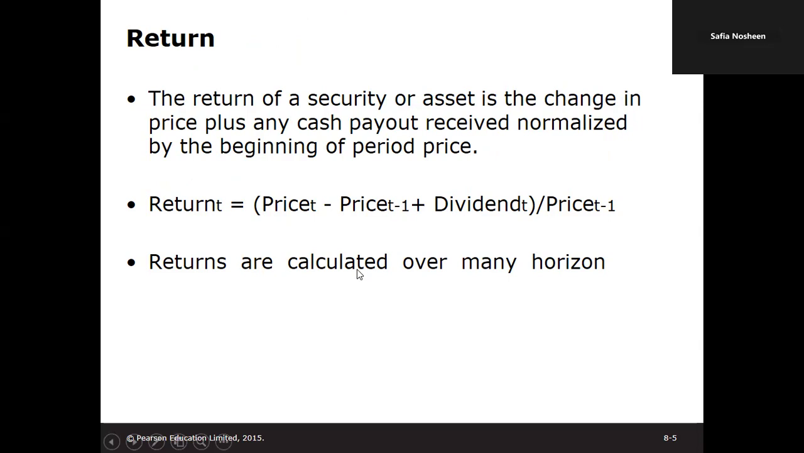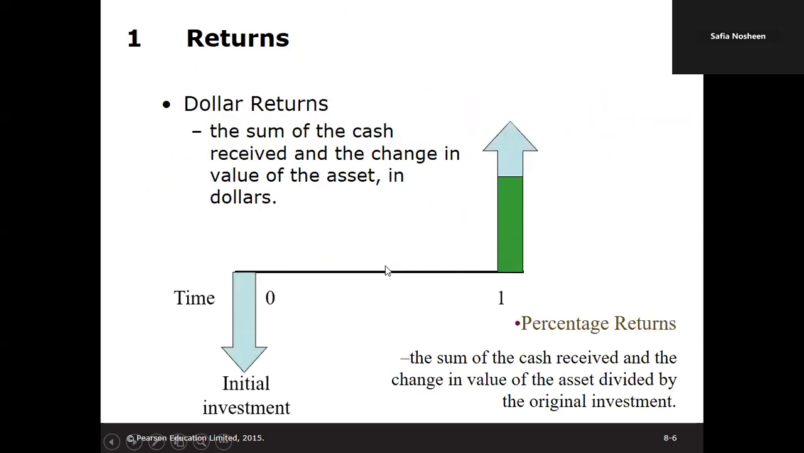We can calculate the returns over many horizons. That means we can calculate the dollar returns and we can calculate the percentage returns. Dollar returns simply mean the change in the value. For example, on the timeline, at the zero time, the initial investment is $100 by purchasing the stocks of a company, and its value after 1 year changes to $120. So the change in value is 20.